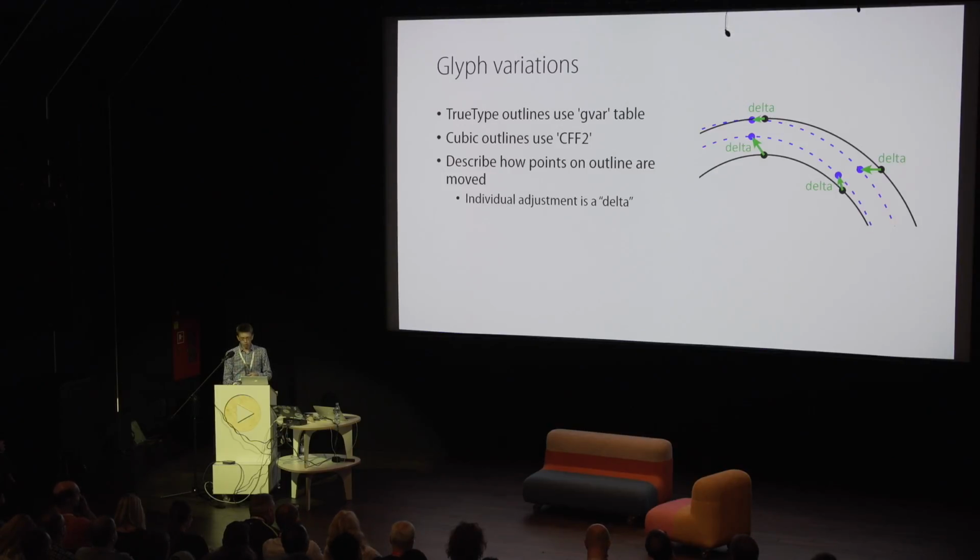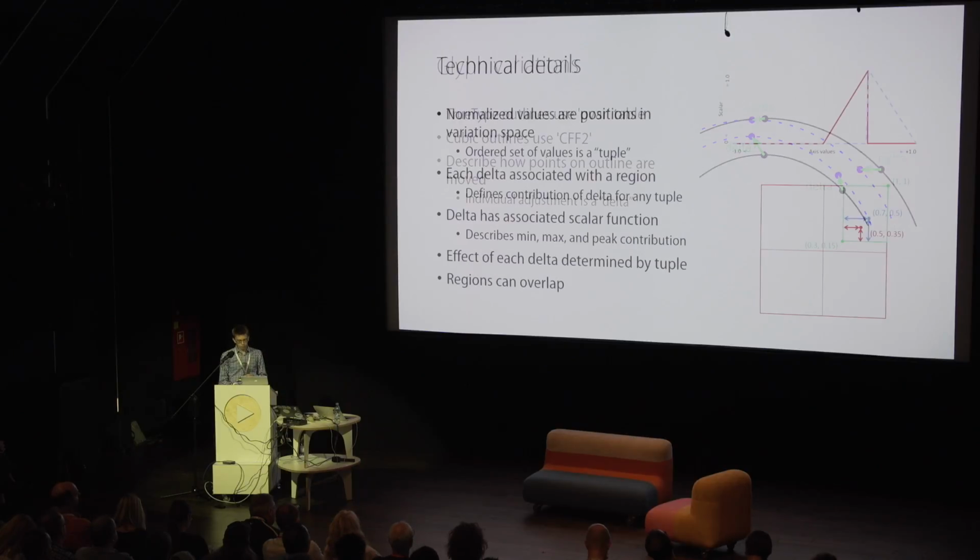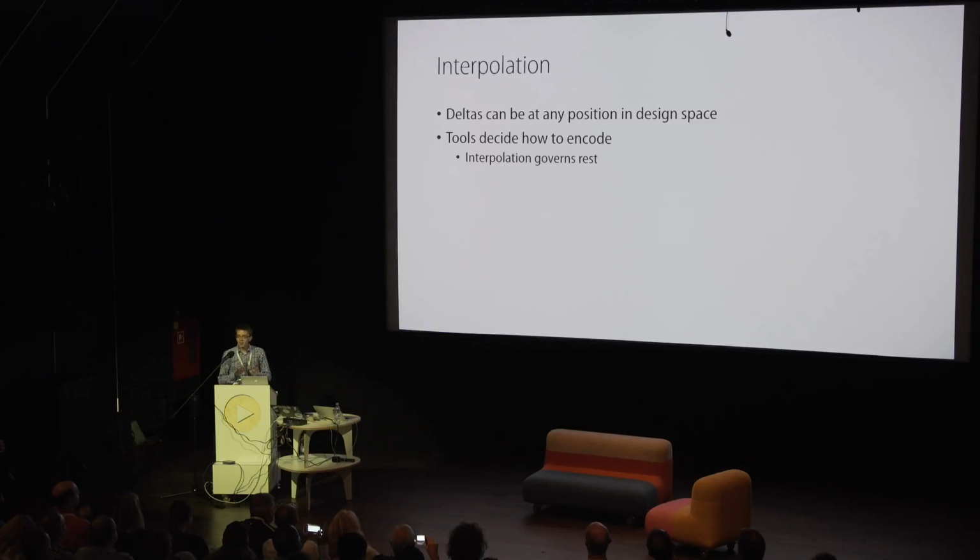And so the way that works involves a few minor technical details, which I'm going to skip over here. And I'm going to go straight to the actual purpose of interpolation here. So the deltas themselves can correspond to any position in the design space. And so, like I said, when you're designing your font, you can choose exactly where your masters are placed in that design space in order to guide the process of interpolation.